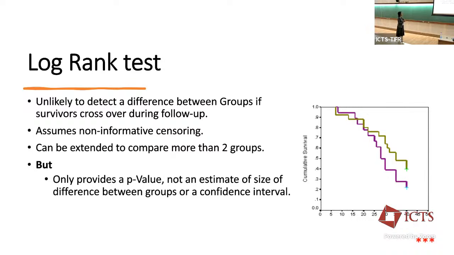The log rank test is unlikely to detect a difference between groups if survivor curves cross over during follow-up. It assumes non-informative censoring, I mean, all of them have an equal chance of being censored or dying or whatever. It can be extended to compare more than 2 groups, but it only provides a p-value, not an estimate of the size of the difference between groups or a confidence interval.